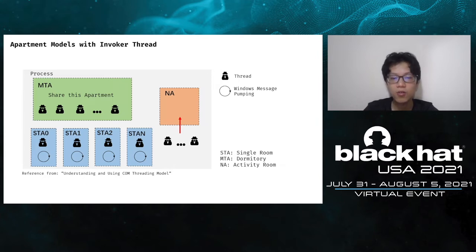STA is like a single room. An STA apartment can only accommodate one calling thread. If other calls want to enter the STA apartment, they must enter the Windows message queue and wait until the apartment is free. The MTA apartment can accommodate multiple calling threads at the same time. All the calling threads in the MTA apartment share the same MTA apartment. For the NA apartment, when a call is made into a neutral apartment object, the current thread is temporarily commandeered by the neutral apartment for the duration of the call.